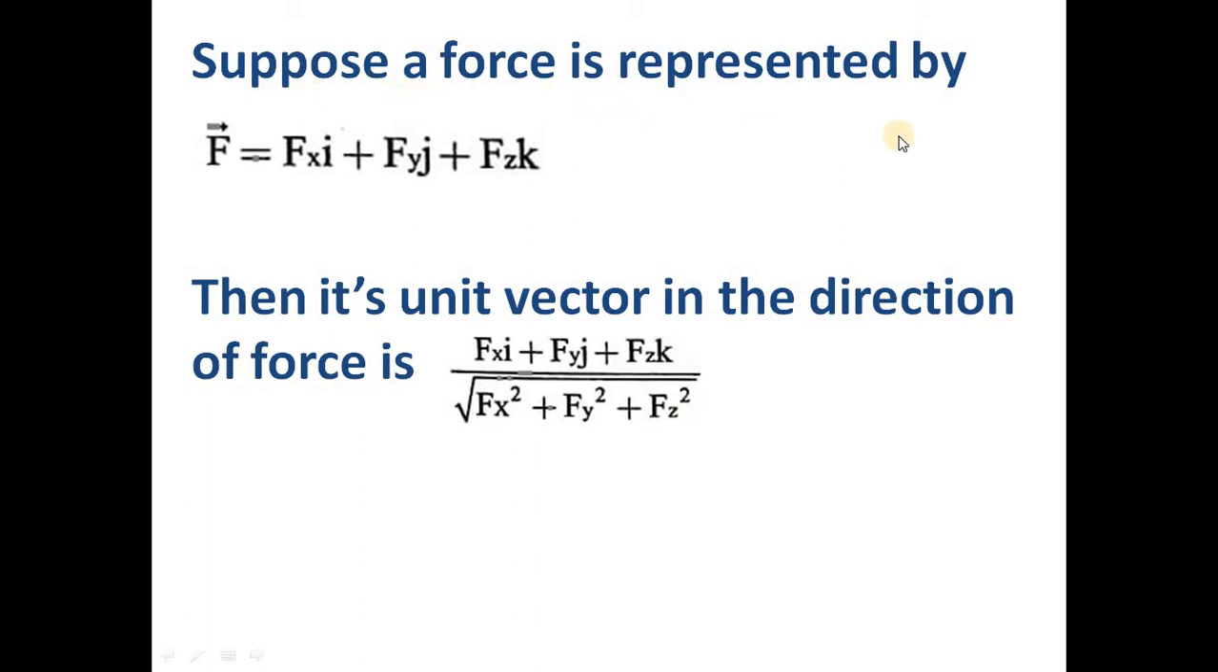Suppose a force is represented by Fx i plus Fy j plus Fz k, as we discussed earlier. Then its unit vector in the direction of force can be found using this relation. The numerator is the vector F itself, Fx i plus Fy j plus Fz k. The denominator is the magnitude of that force, root of Fx square plus Fy square plus Fz square. In that way, we can find the unit vector in the direction of force.